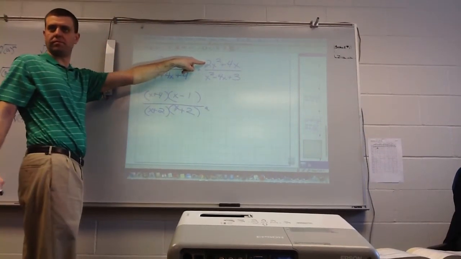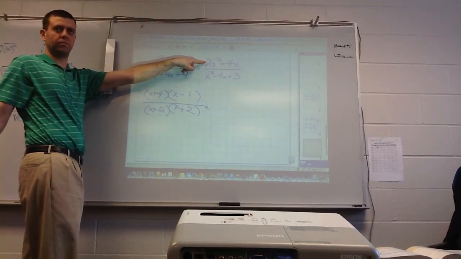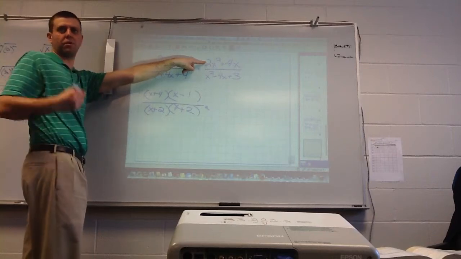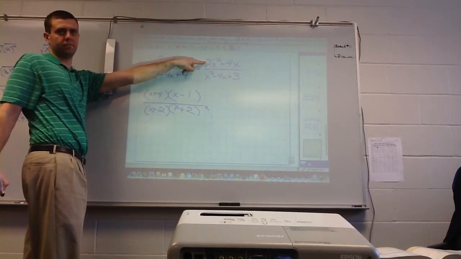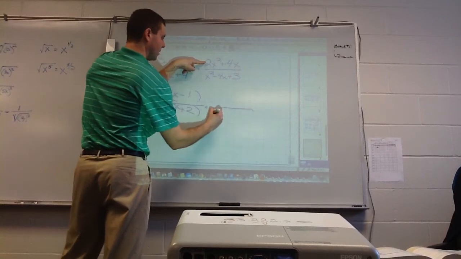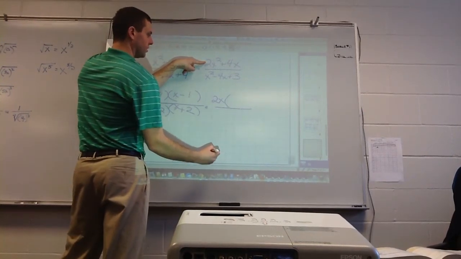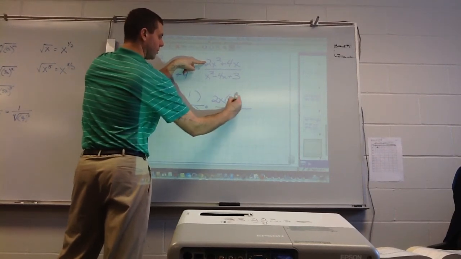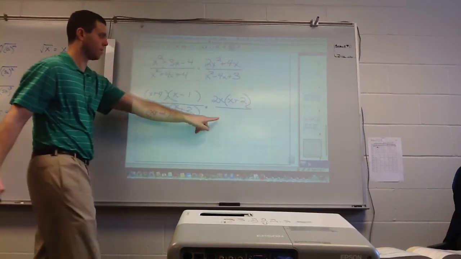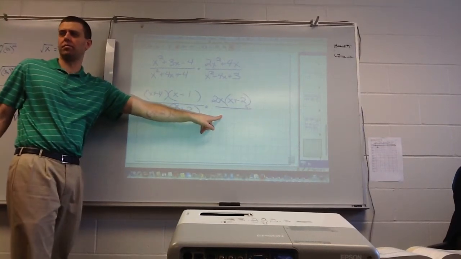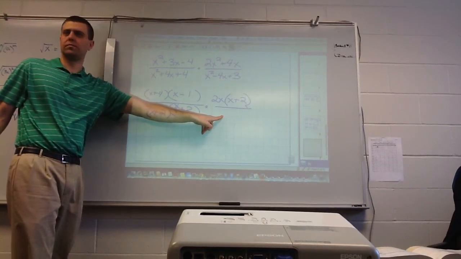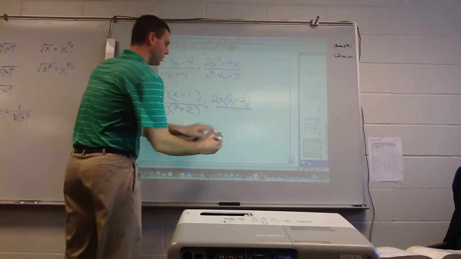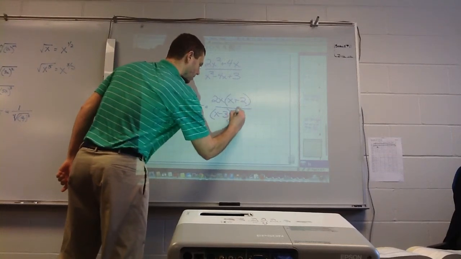Who wants this one? Think greatest common factor. What can you take out of both terms? 2. 2 what? X. So what will it be? So 2x parentheses x plus 2. Good. And how about down here? Somebody else, somebody different. -3, -1. So x minus 3 and x minus 1. Good.